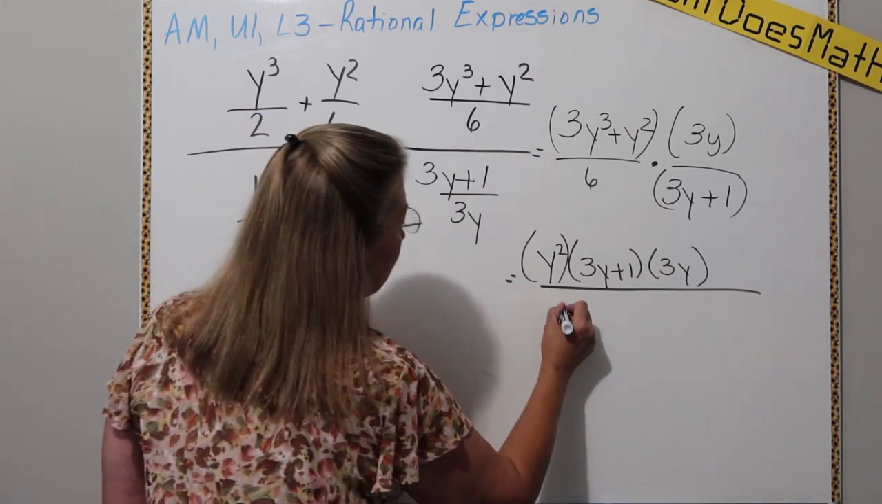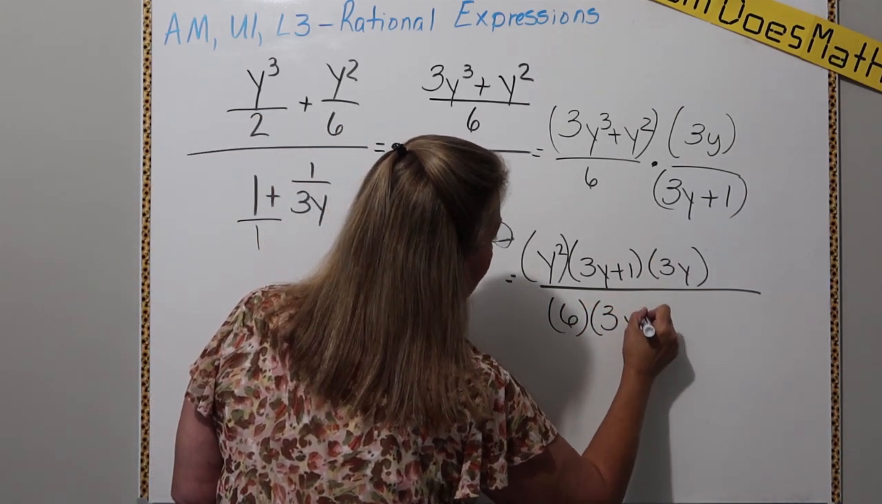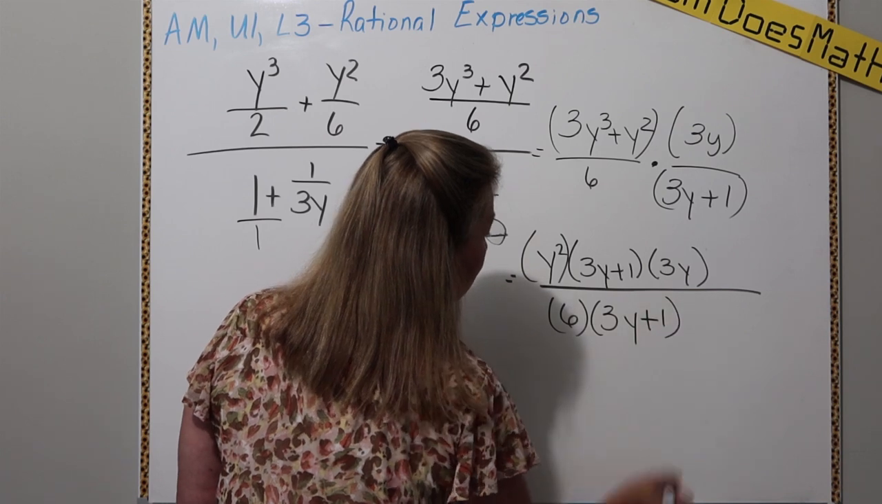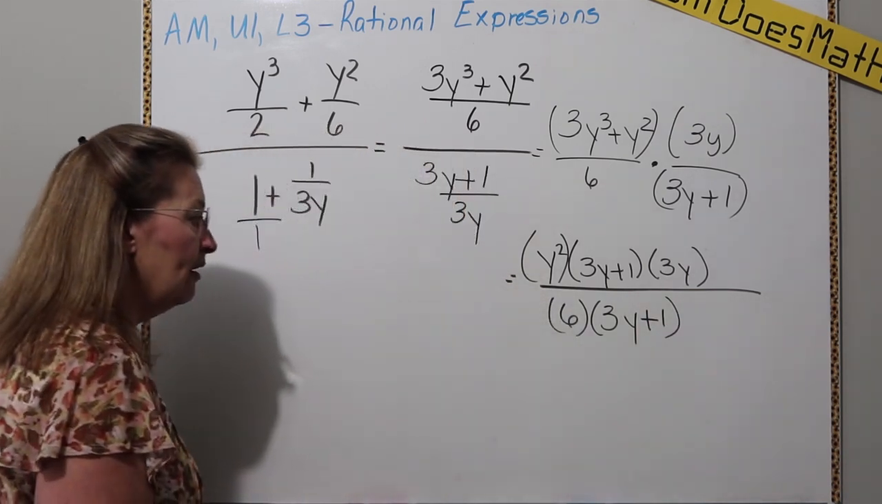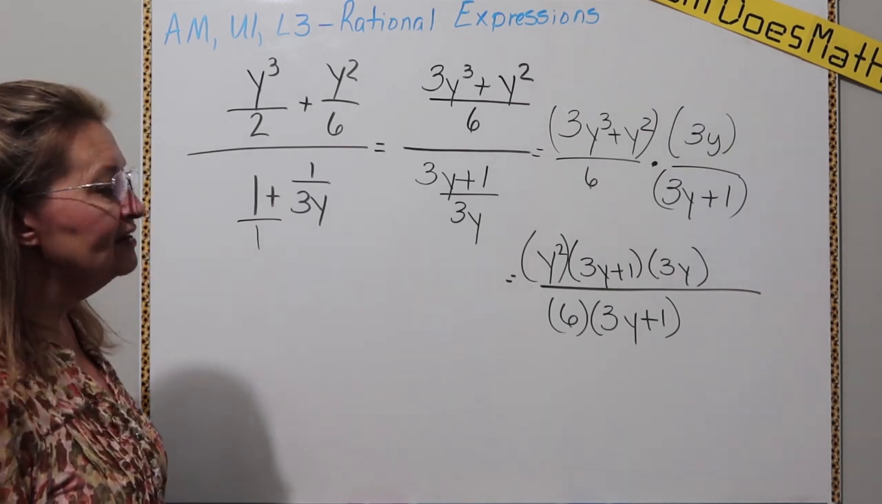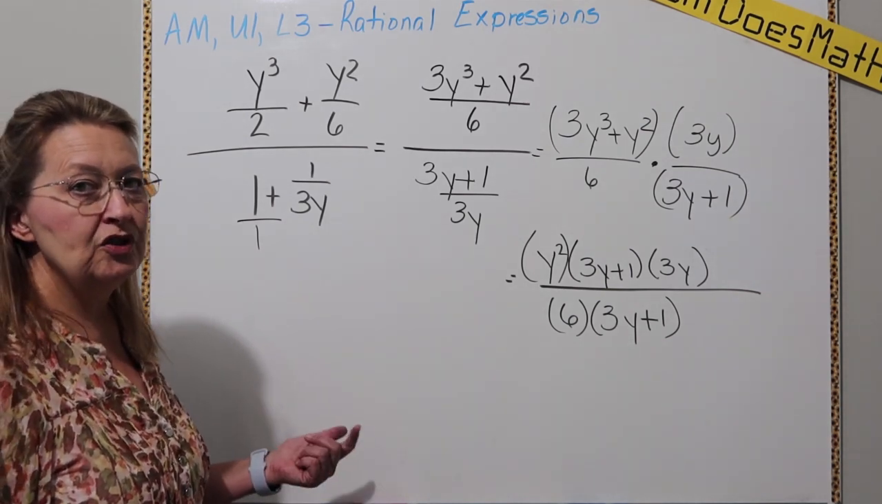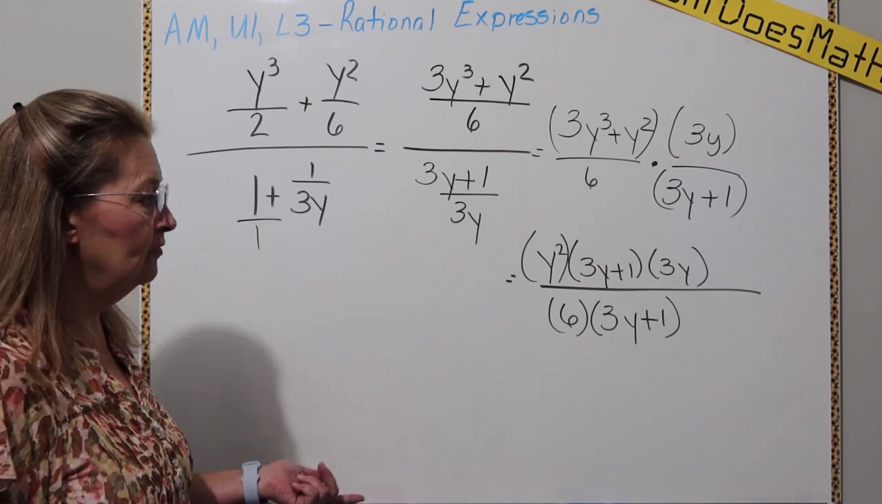All right, down here, 6 is fine. And 3y plus 1 is a binomial. It is not a difference of two squares. It is not a sum or difference of cubes, so it will not factor. Process of elimination on that. You have to know what options you have so you can know if any of them fit.